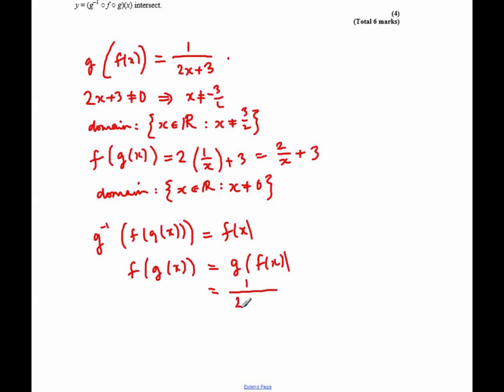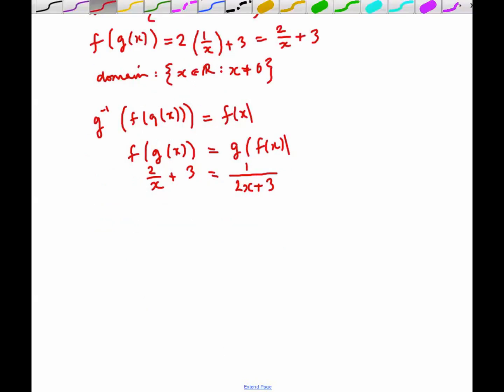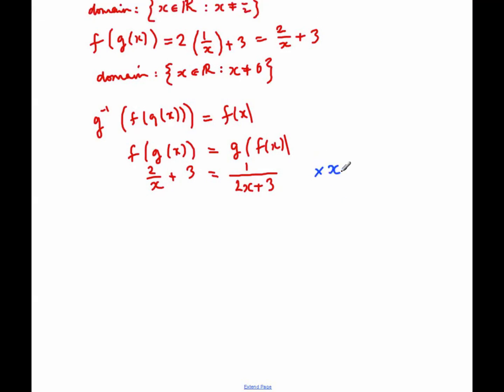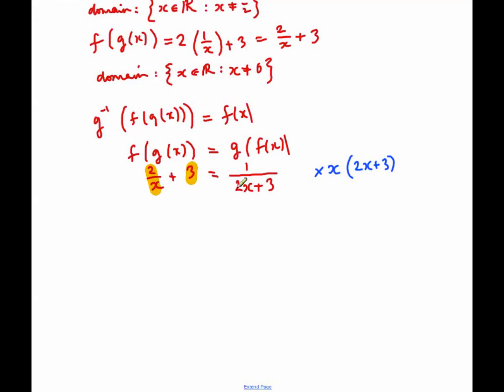So we can now write 1 over 2x plus 3 is equal to 2 over x plus 3. And clearly the first job in this bit of algebra is to get rid of the denominators. So I'm going to multiply both sides by x brackets 2x plus 3 and carefully cancel things as we go. Now notice you've got 3 terms. You've got this one here, and this one here, and everything needs to be multiplied by x(2x plus 3).